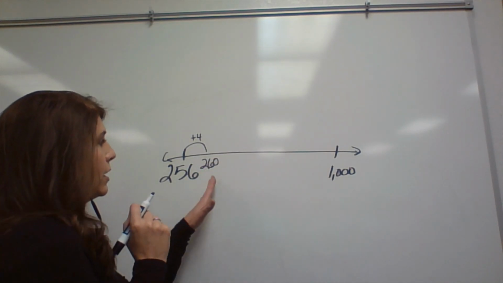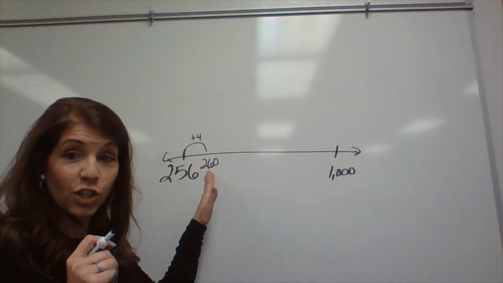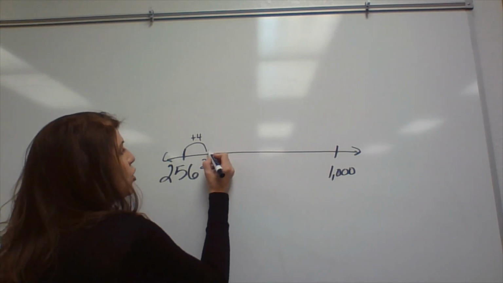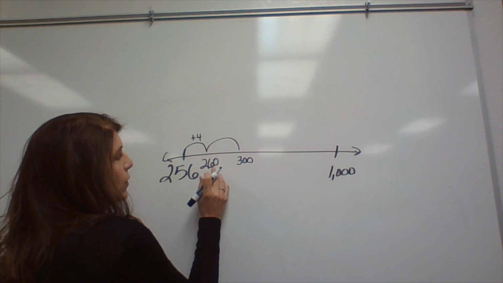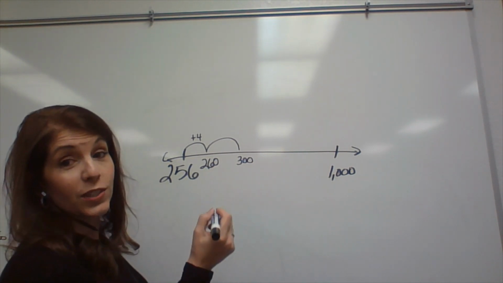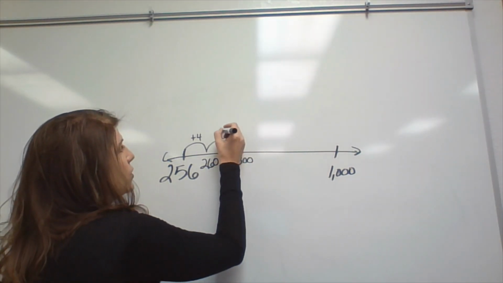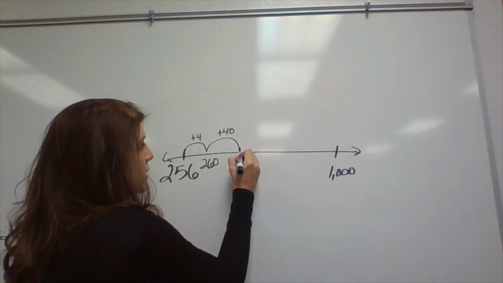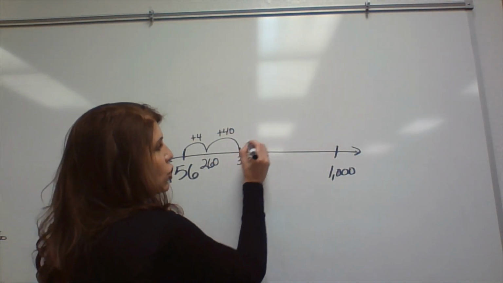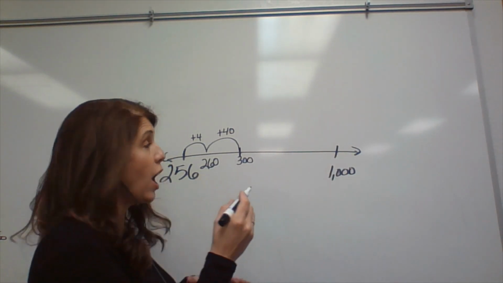Okay, now, if I got to the next hundreds, how could I do that? If I had 60, what could I do to get to the next hundreds, which would make it 300? Well, I know that 6 plus 4 equals 10, so 60 plus 40 equals 100. So this right here is going to be plus 40. Okay, now I'm at 300. What would I need to add to get to 1,000? Okay, I could do it in a big hop like this.